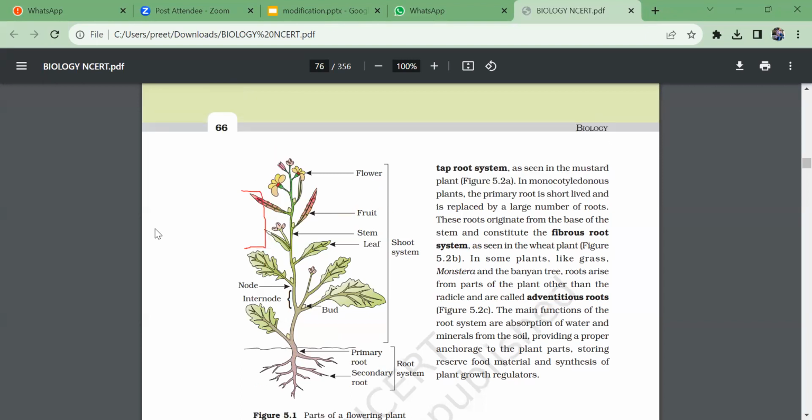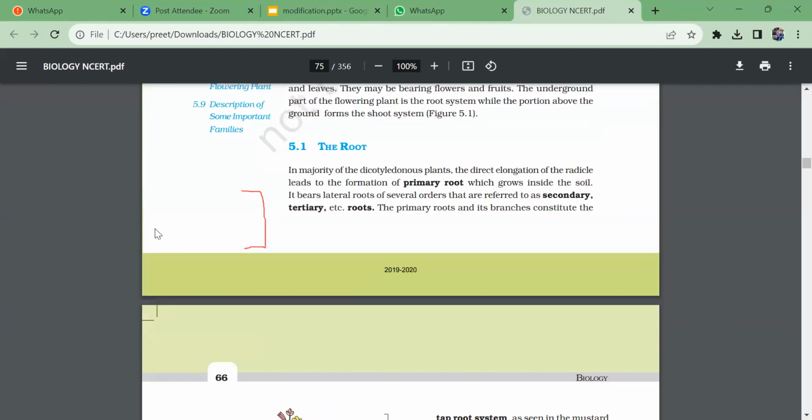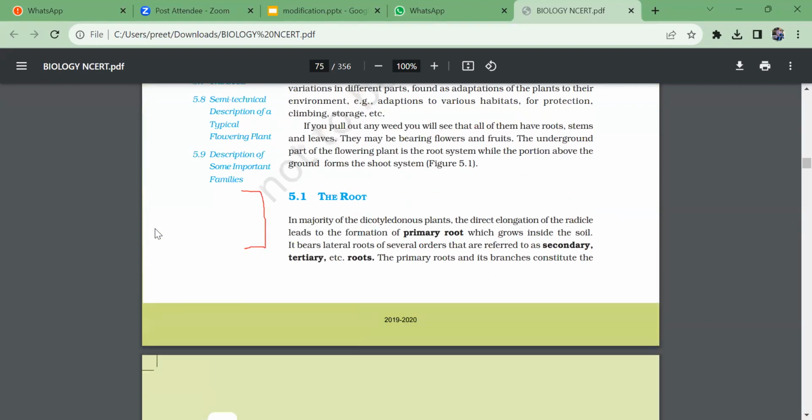Okay, now we will study a little bit in detail about a root. What is a root? Okay, now look, just listen to me carefully. Now this is a seed. Okay, this is a seed. I'd better show you all in the PPT. It will be much more helpful.